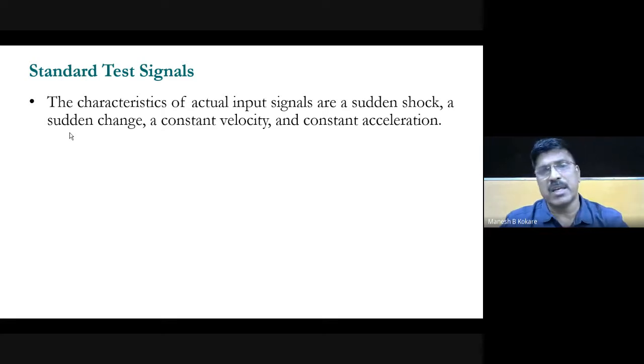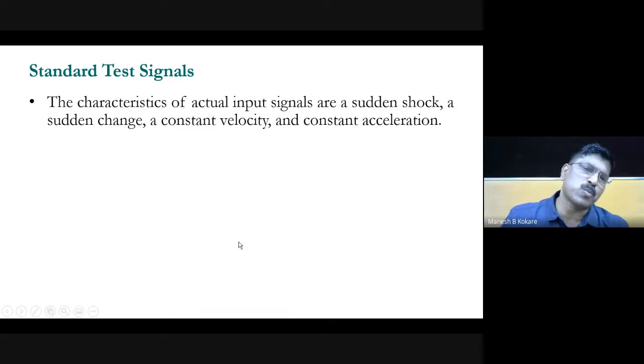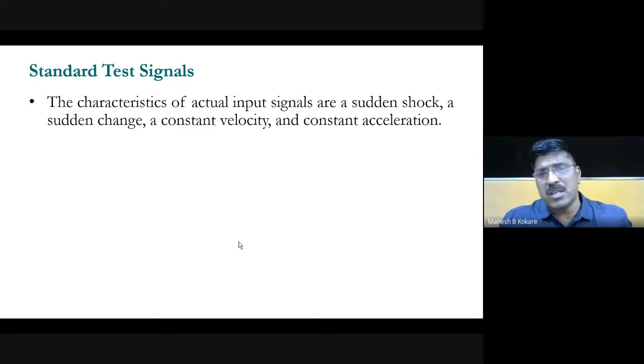So there are electronic signals which represent these kinds of characteristics, like for example, sudden shock. You might have seen the impulse response. So what is the impulse input? The impulse input has a magnitude equal to infinite when t equals 0, and at the rest of the time it is 0. So you are giving a sudden shock to that system, infinite input at t equals 0, and below or above t equals 0, your input is 0. This kind of input is nothing but a sudden shock, right?